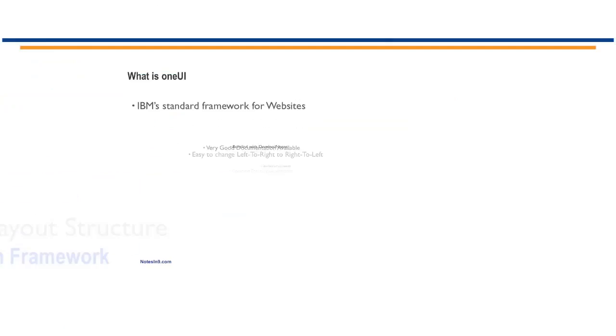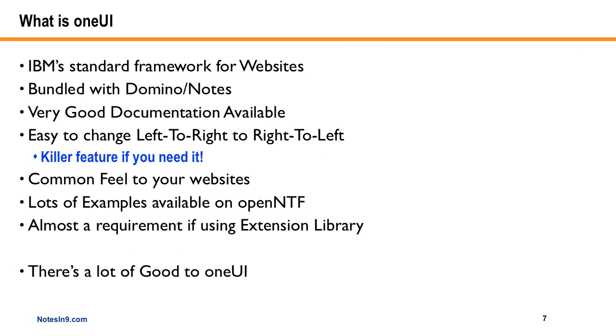Now, when we talk about frameworks, a lot of times we talk about CSS frameworks, and one of them that comes with your Domino server is One UI. This is IBM's standard framework, not just for Domino, but for all their websites, and it's kind of neat actually. Again, it comes with Notes and Domino. One of the neat things about it is there's very good documentation available on it.